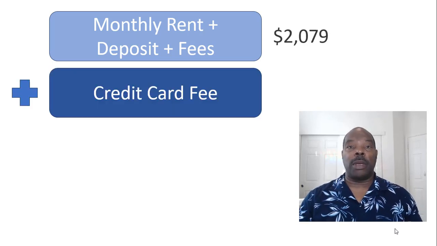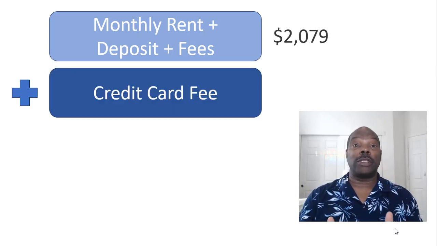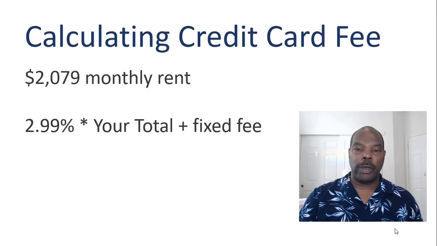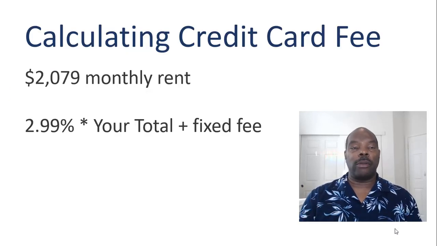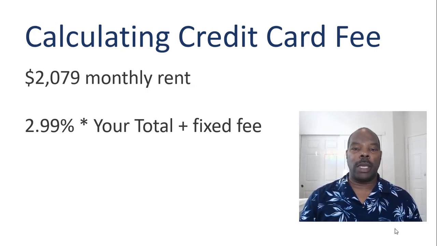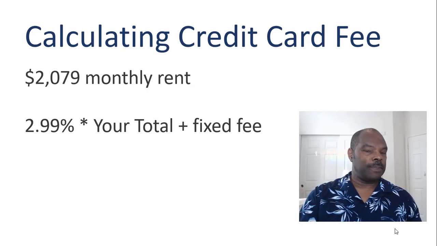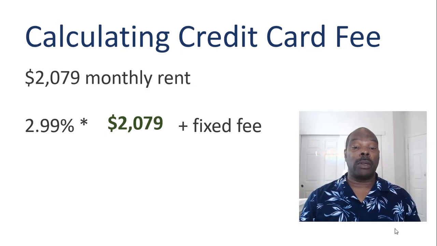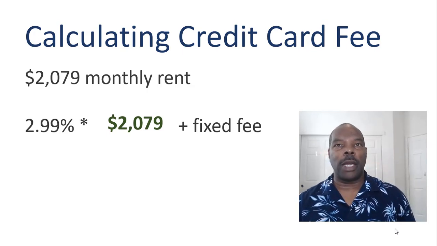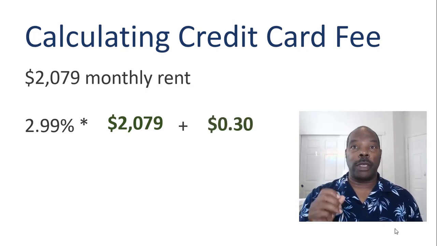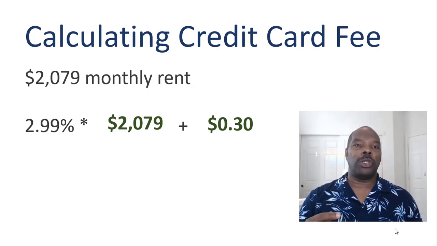And a credit card fee, let's figure out what that's going to be. Let's figure out what the credit card fee is. So you look at the monthly rent, which I'm going to bill them the total, and it's going to be multiplied by that 2.99%, and then I'm going to add on the fixed fee. Let's do that right now. So the total I'm going to bill is $2,079, and then that fixed fee is 30 cents, and to account for the percentage, you want to move it 2 decimal places to the left, okay?